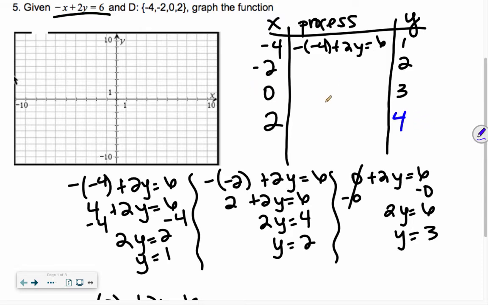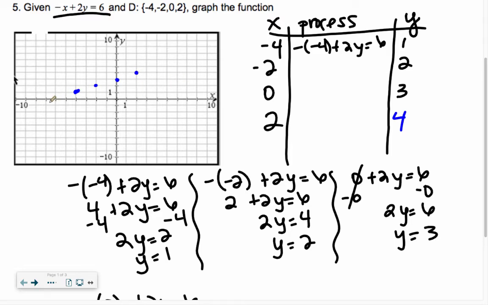Okay, so now I'm going to plot these points. -4, 1. 1, 2, 3, 4, up 1. -2, 2. 1, 2, 1, 2. 0, 3. 0, 1, 2, 3. 2, 4. 1, 2, 1, 2, 3, 4.